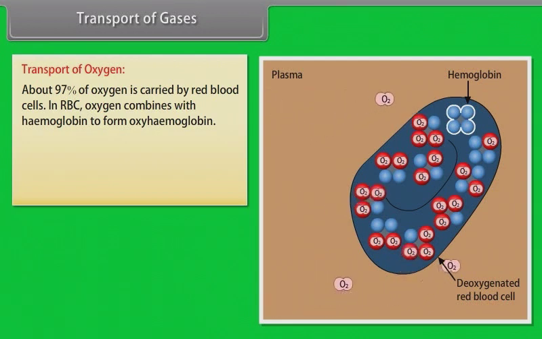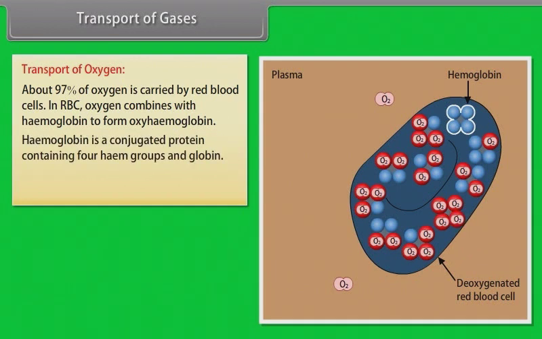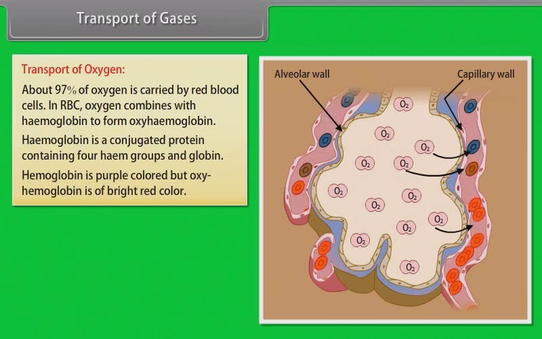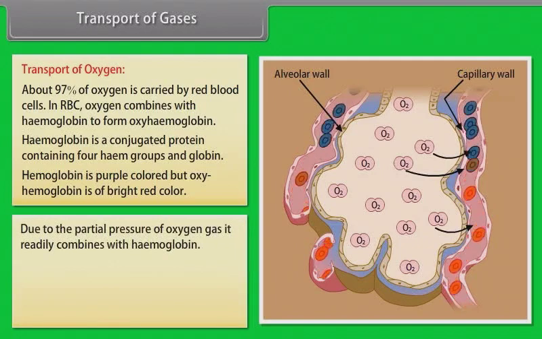In RBC, oxygen combines with hemoglobin to form oxyhemoglobin. Hemoglobin is a conjugated protein containing four heme groups and globin. Hemoglobin is purple colored, but oxyhemoglobin is of bright red color. Due to the partial pressure of oxygen gas, it readily combines with hemoglobin.